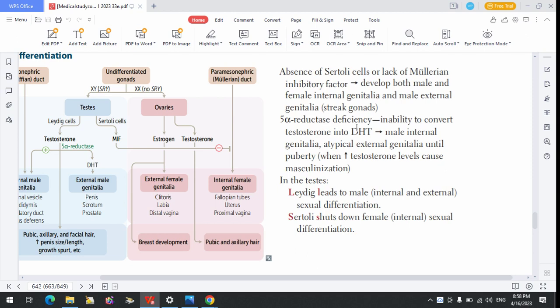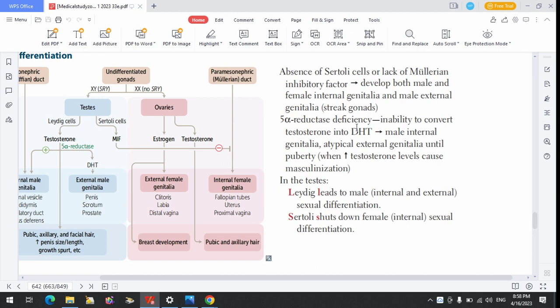So all the structures that are supposed to be closing will not be closing. The urogenital fold will not be fusing. The labioscrotal swelling will not be fusing. The genital tubercle will not be getting elongated, so the genital tubercle will stay short like that of the clitoris. The urogenital fold will not close, it will open, looking something like the labia minora. The labioscrotal swelling will not fuse too, so it will look like labia majora.